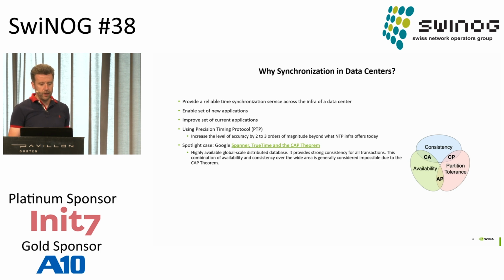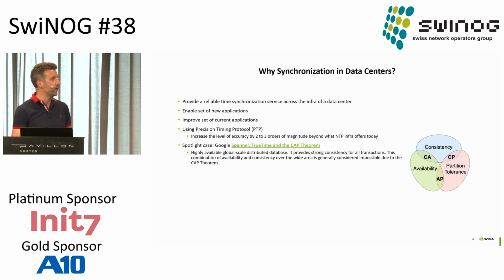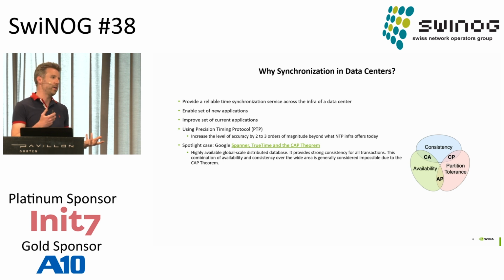So again, you'll say another Google case. These are links to papers. So Spanner is the database, TrueTime is their timing model, and the CAP theorem claims that you can only have 2 of the 3: consistency, availability, or partition tolerance. And through the improvement in timing accuracy, you actually get very close, I say very close, to having all 3 of them.